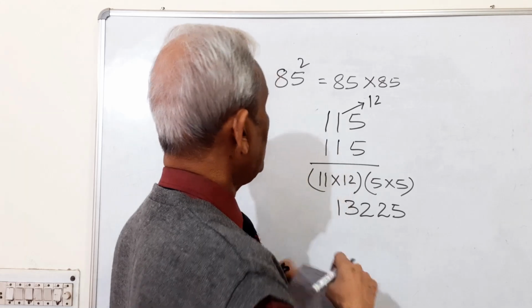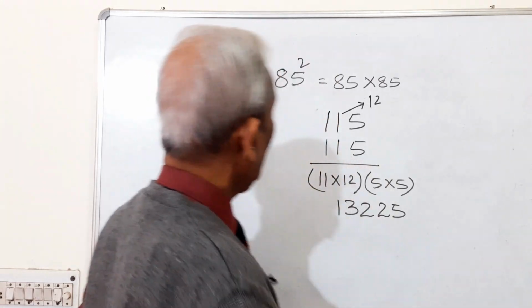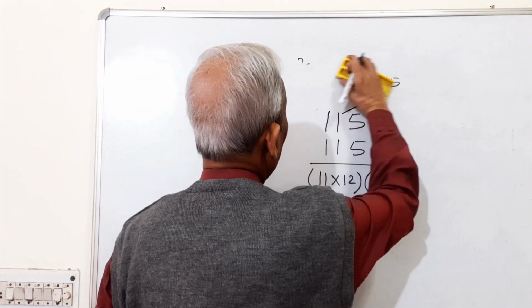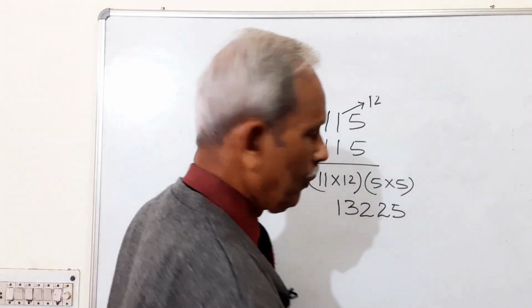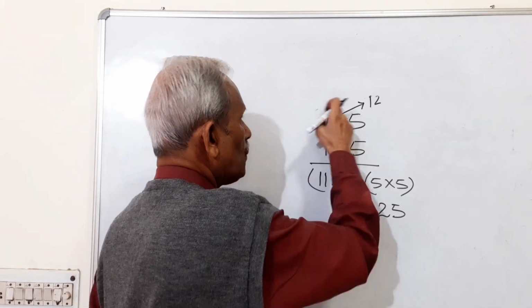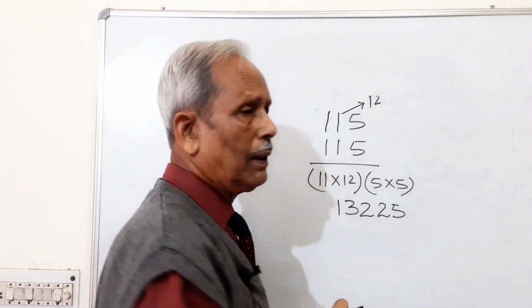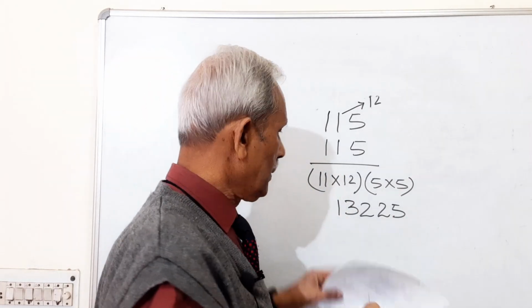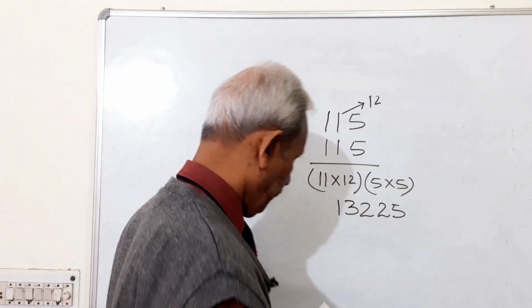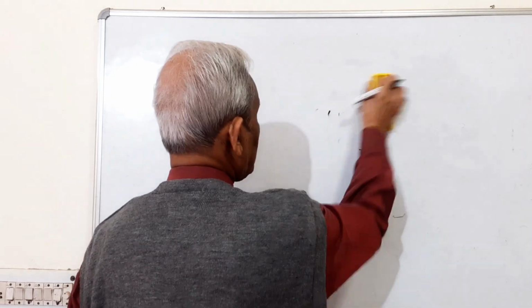You can do it yourself without writing anything. You can do it on your own. That 11 into 12 is 132, 5 into 5 is 25. You can just write the square of 115 as 13225. Let us take another example here.